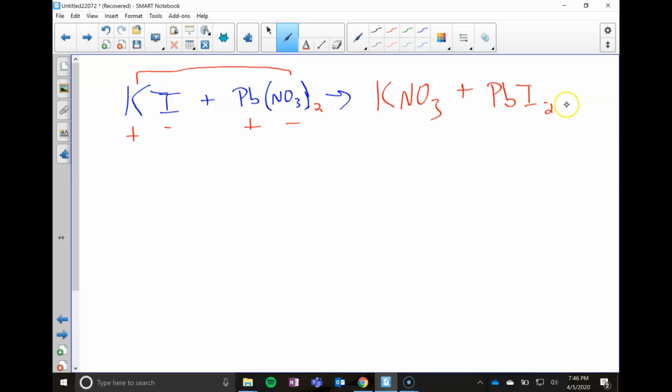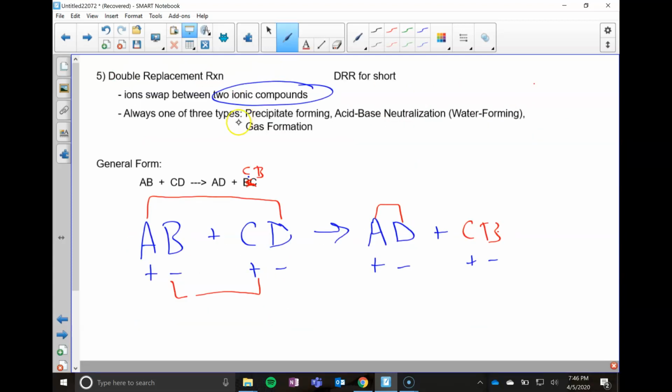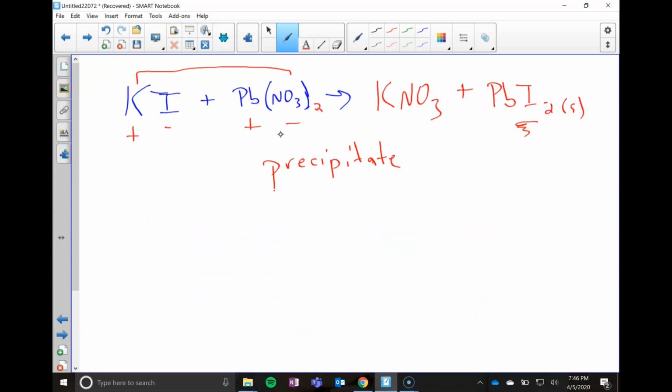And that yellow chunky stuff that we saw in there is this. So I'm putting a little S right there, and that indicates this is a solid. So we call that a precipitate. And I mentioned earlier that all double replacement reactions are one of 3: precipitate forming, acid-base neutralization, or gas formation.